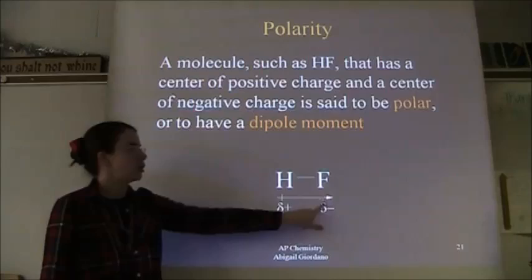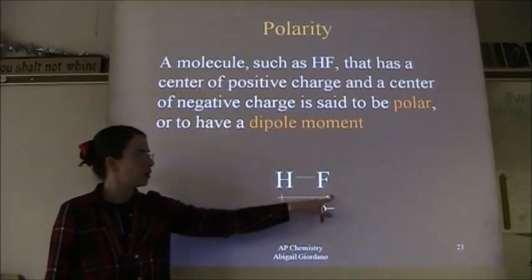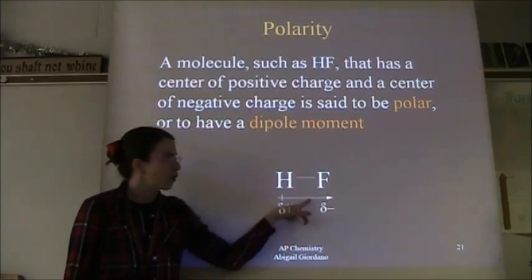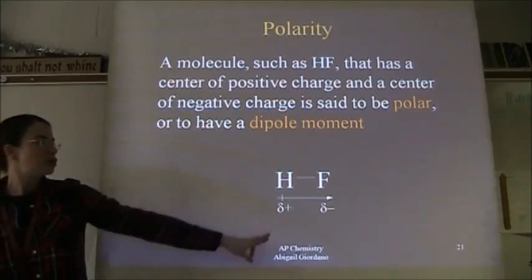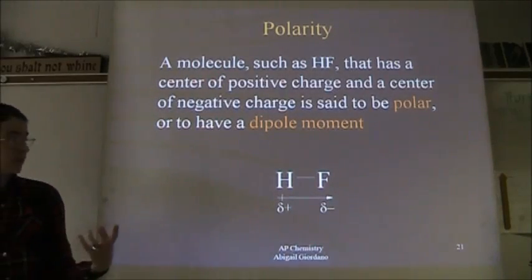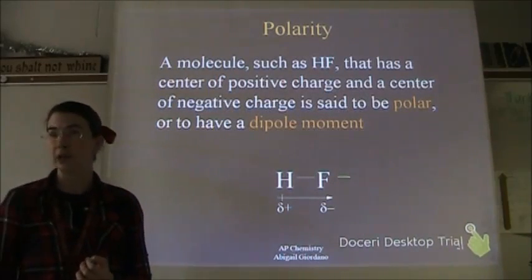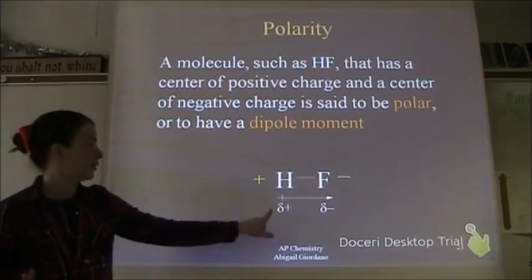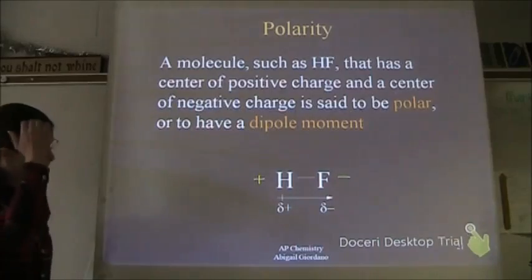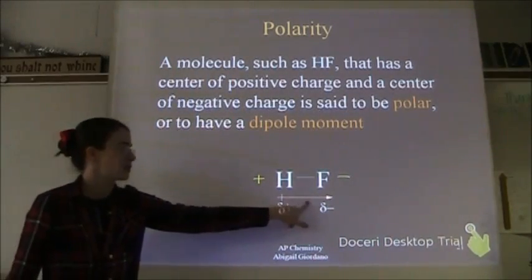I also want you to be aware of this kind of notation if you ever see it, an arrow with a little plus sign on the other end. The arrow is pointing toward the element that is attracting the electrons more. So this side of the bond would be a little bit more negative, this side would be a little more positive. That's why they put a little positive at the end of that arrow. I just wanted you to be aware of what that arrow means.